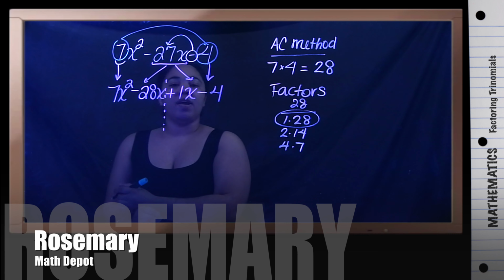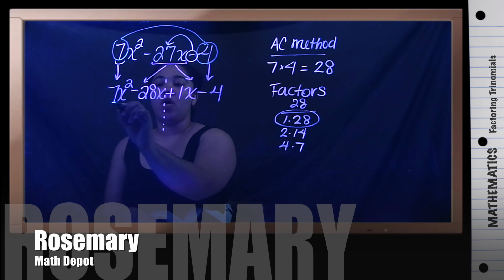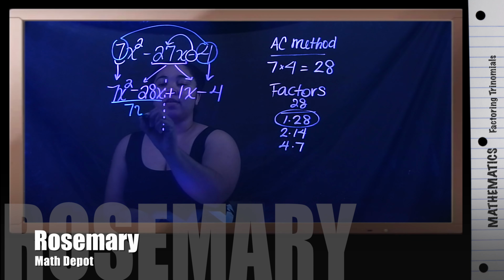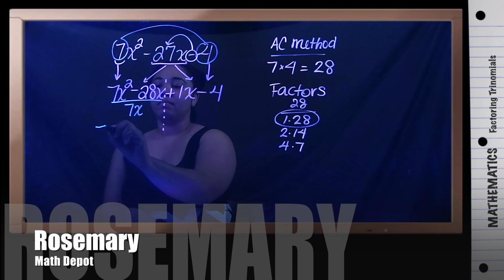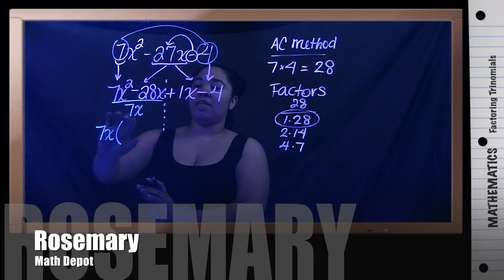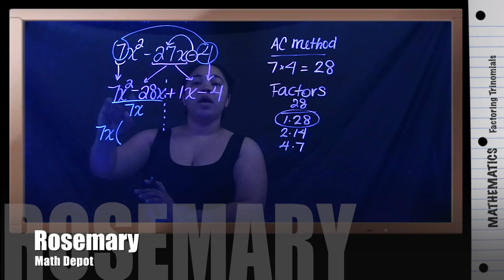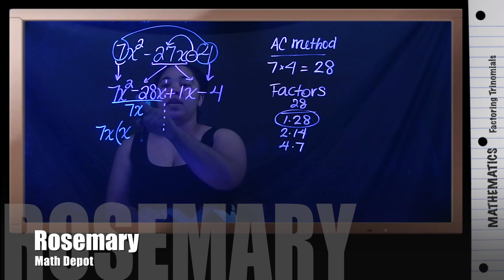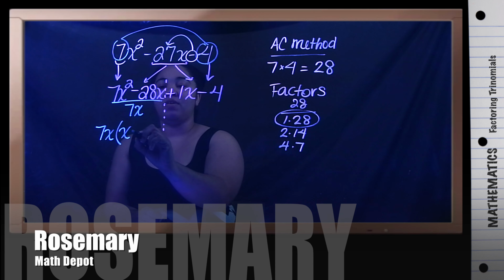So when I look at 7x squared minus 28x, I notice I can divide both terms by 7, and I could take away only 1x. When I divide, 7 divided by 7 is 1, and x squared divided by x is 1x. Negative 28 divided by 7 leaves a negative 4, and my x's cancel.